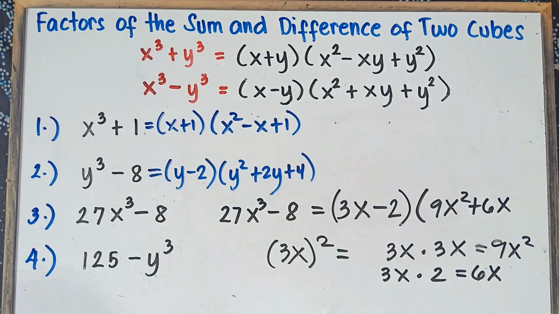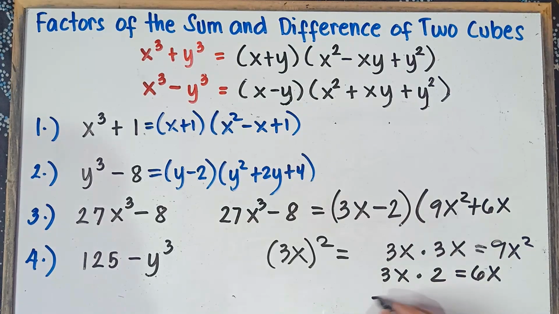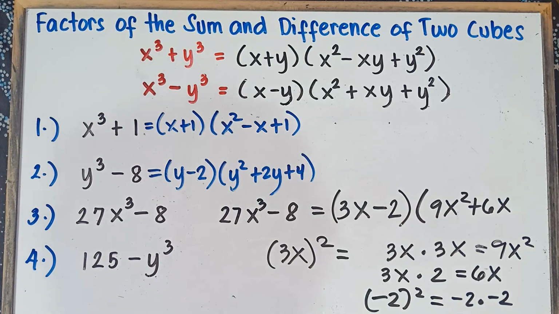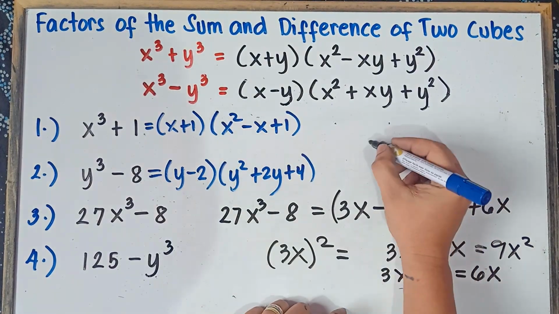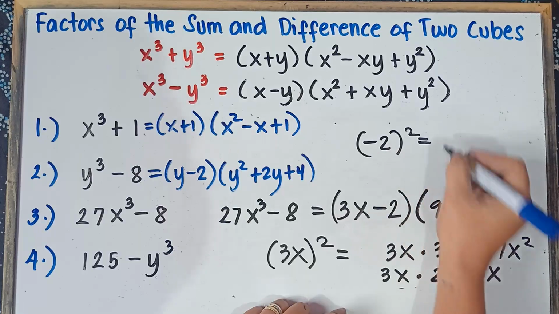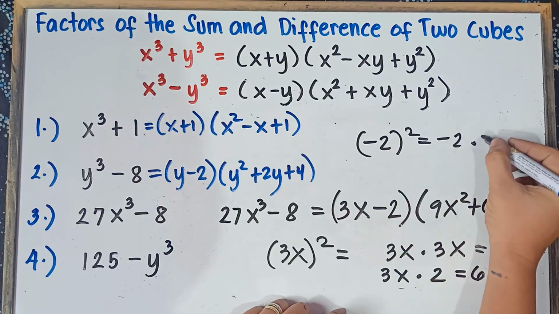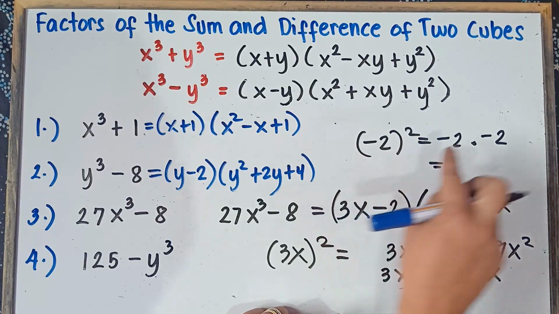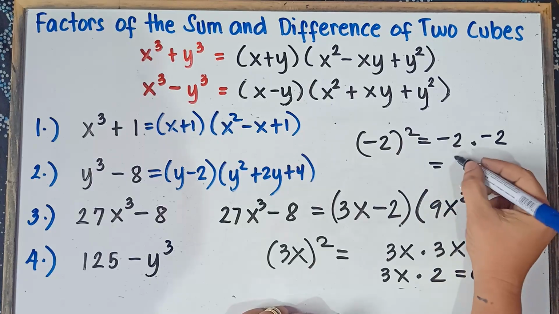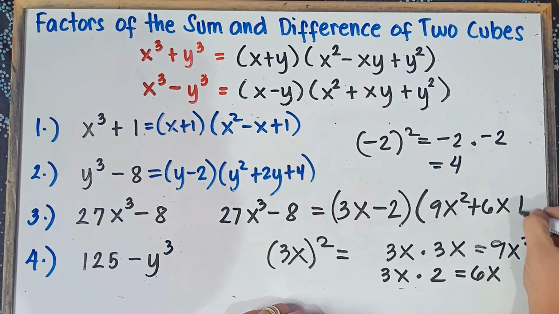And then last step, get the square of the second term, negative 2, then squared. Negative 2 multiplied by negative 2. What would be the answer, class? That's correct. That would be equal to positive 4. Once again, class, we don't have enough space. The square of the second term, negative 2, then squared. Negative 2 times negative 2. It means you multiply negative 2 by itself twice. Negative 2 times negative 2. That would be equal to positive 4. This is positive 4.